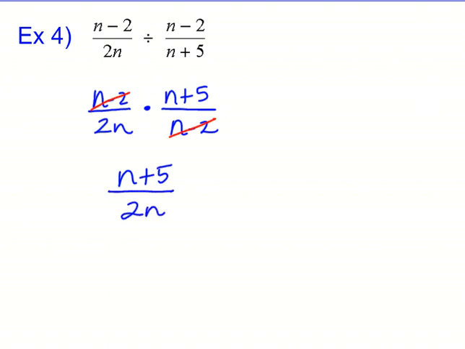Remember, this n here is in the denominator. That is represented as a variable. The n in the numerator is actually part of a binomial, so you won't be able to touch it, so this is our final answer.